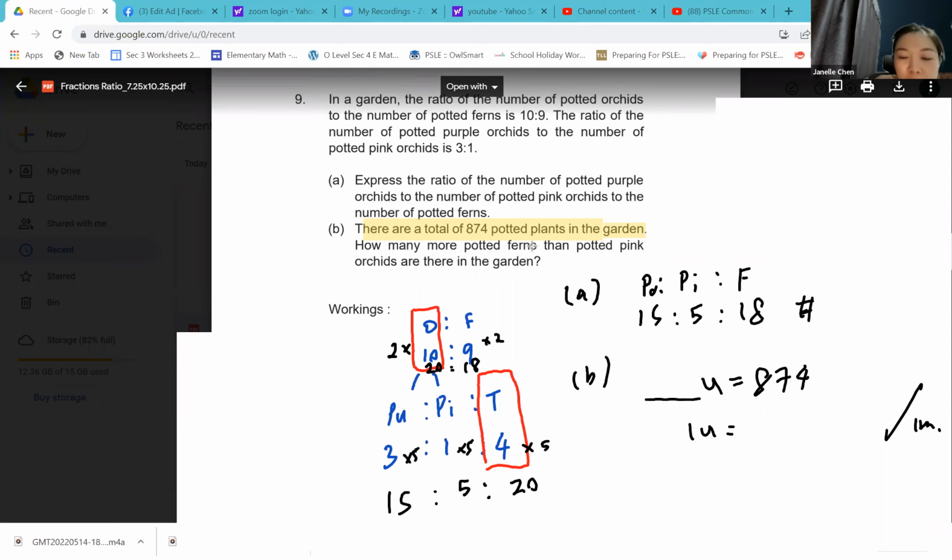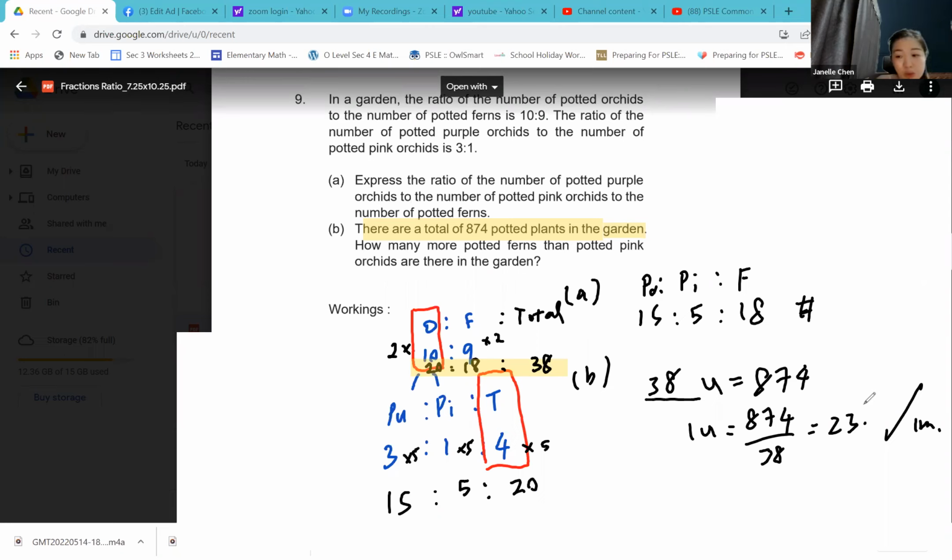So we have potted plants in the garden, meaning we need all the plants. All the plants means this layer, and please note it is this part that we are looking at, because that is the one that we changed. We do not have the total plants in terms of units, so I'm going to find it. This is going to be the total; I just add 1 more column. I can easily find this by taking 20 units plus 18 units. I get 38 units. So 38 units is equal to 874. Then we divide 874 by 38. I think I will get 23 for this question.